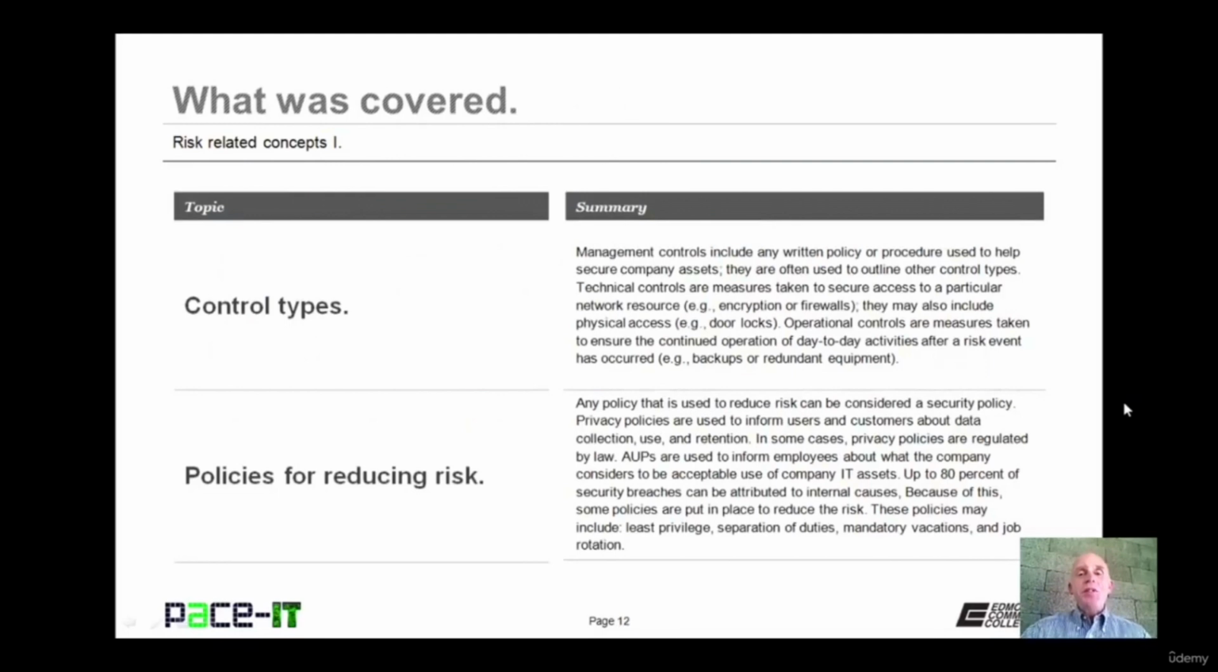Now that concludes this session on risk-related concepts, part 1. I began by talking about the different control types, and then I concluded with some policies for reducing risk.